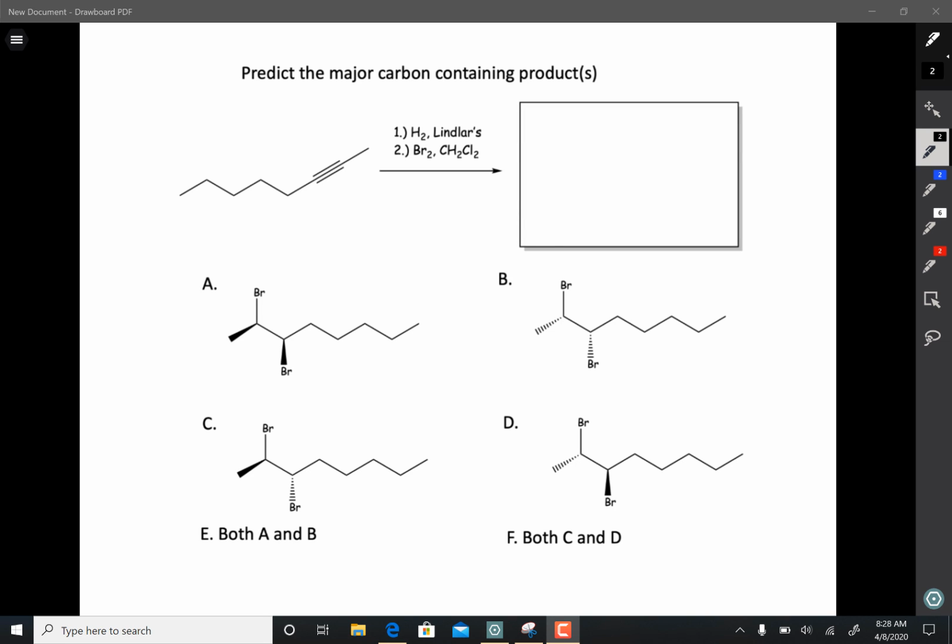Okay, here's a predict the product question. Taking things one at a time, I suggest that you draw the product out first and then compare your product to the answers to see which one matches. In this case, we have an alkyne and we treat it with Lindlar's. This is going to give a cis alkene.